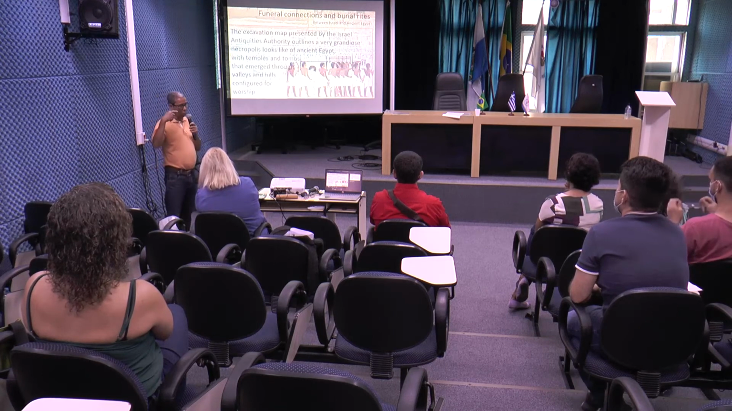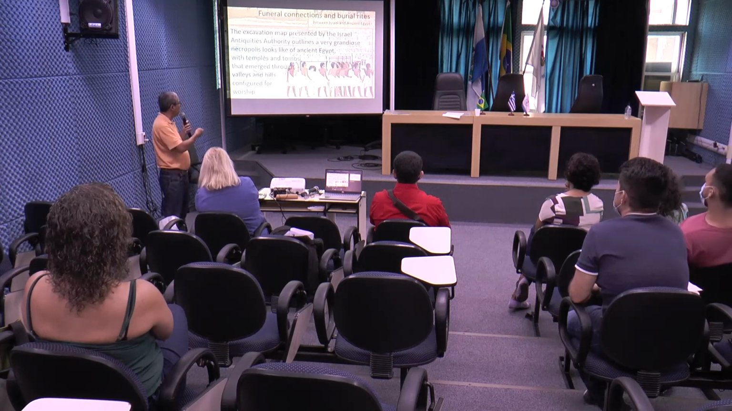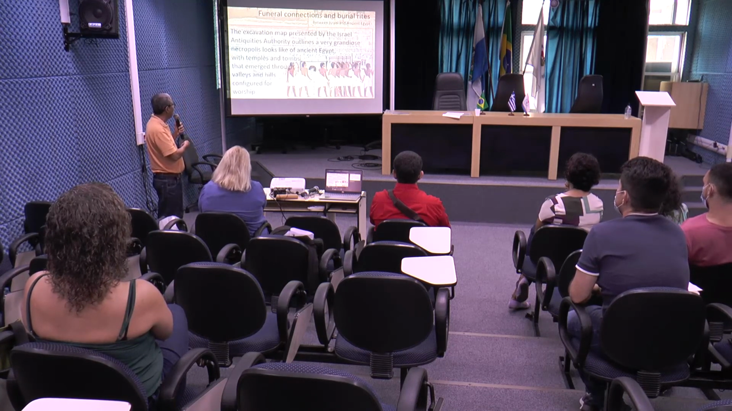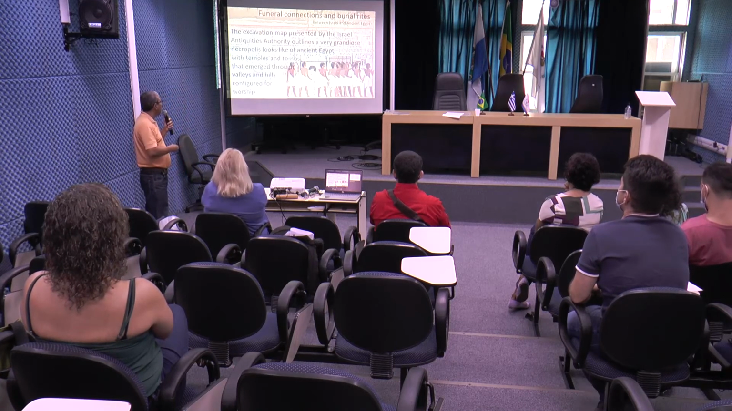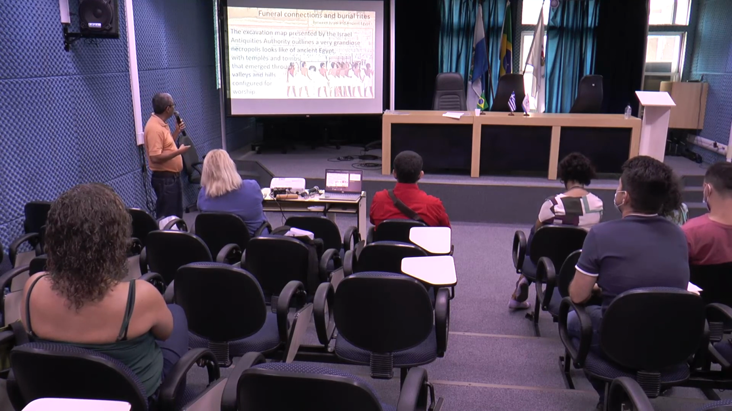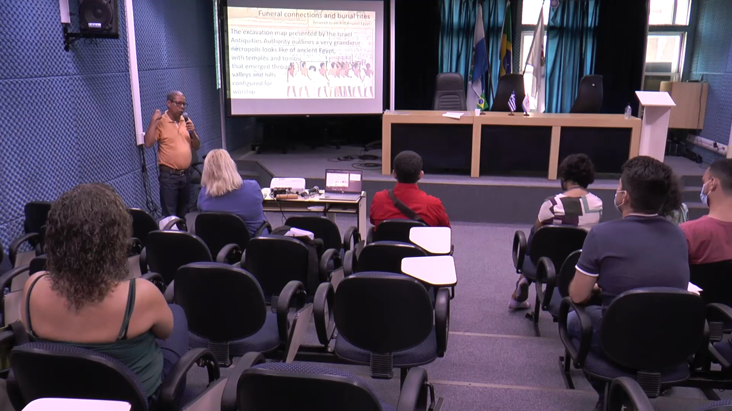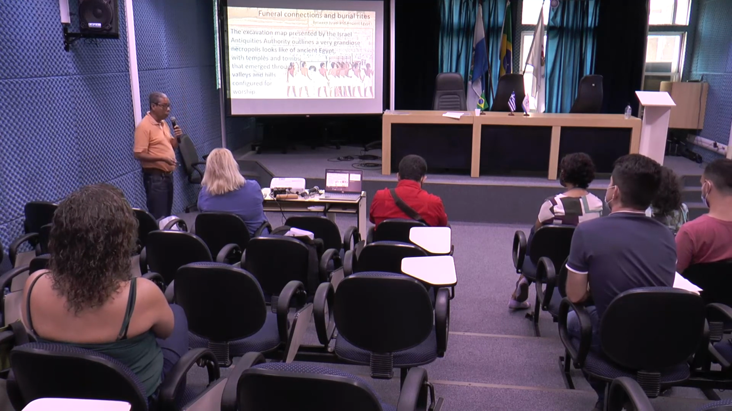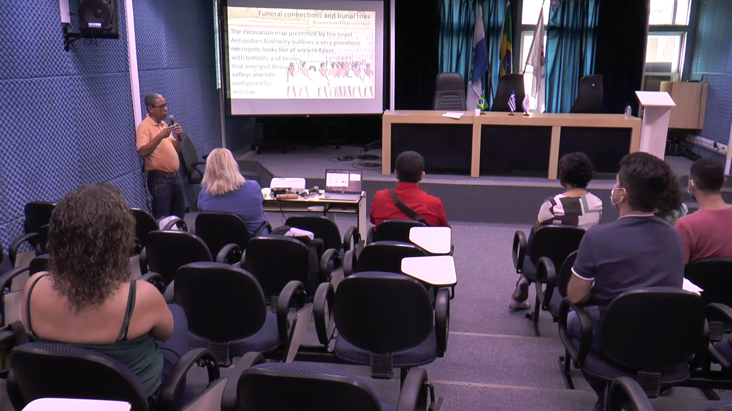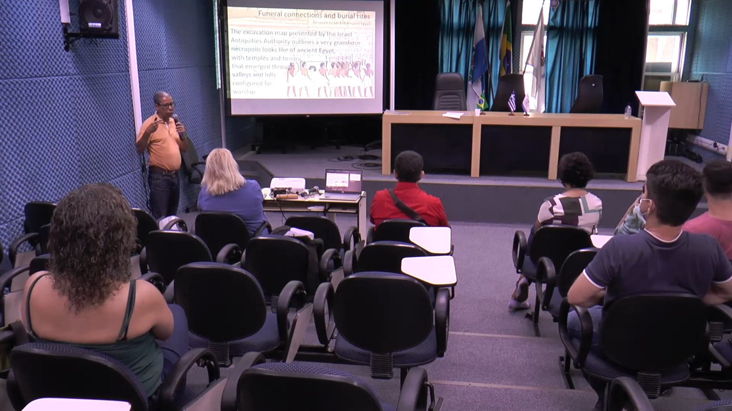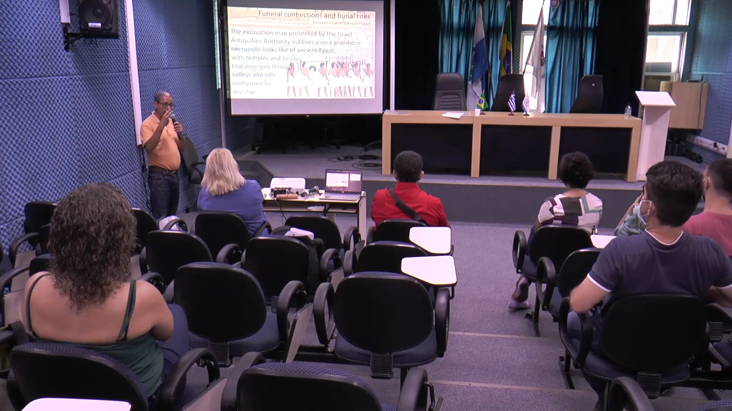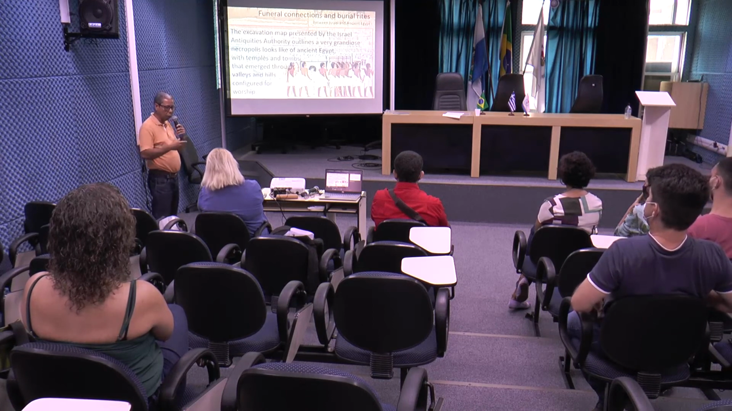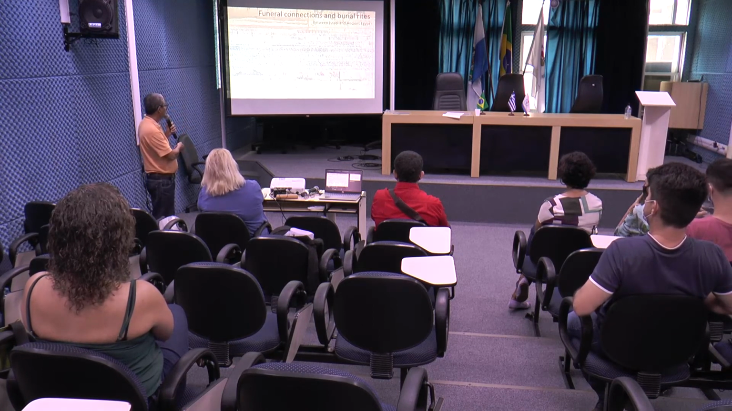The excavation map presented by the Israel Antiquities Authority outlined a very grandiose necropolis, looking like ancient Egypt, in Jerusalem. It has temples and tombs. Besides 67 tombs, it has 2 temples in this necropolis in Jerusalem.